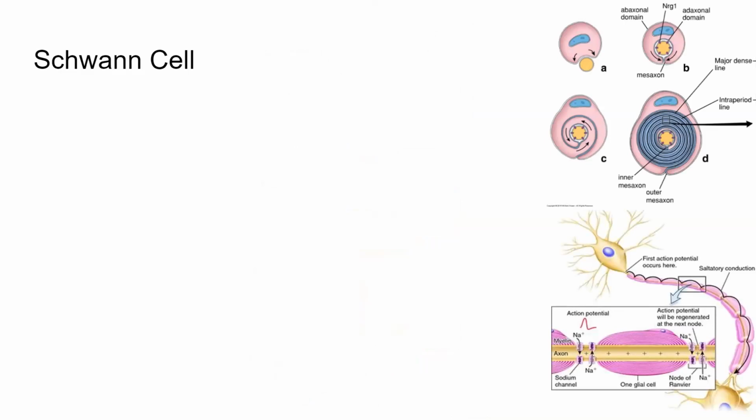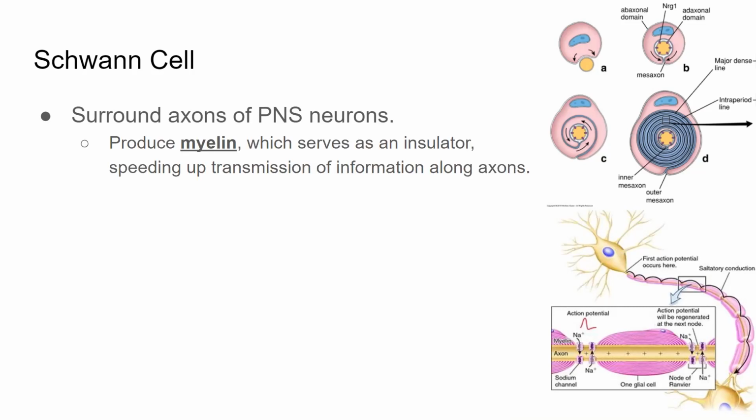Schwann cells are the other big cell present in the peripheral nervous system. What they do is they surround the axons of peripheral nervous system neurons. High yield to know is that they produce myelin. That's their big job.